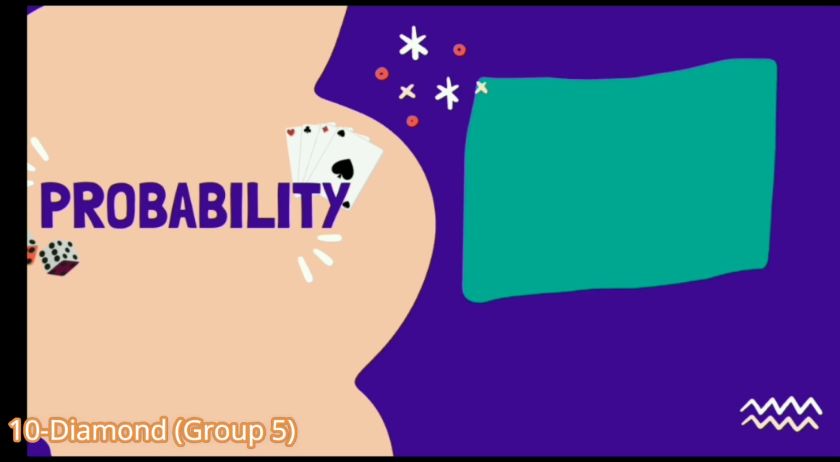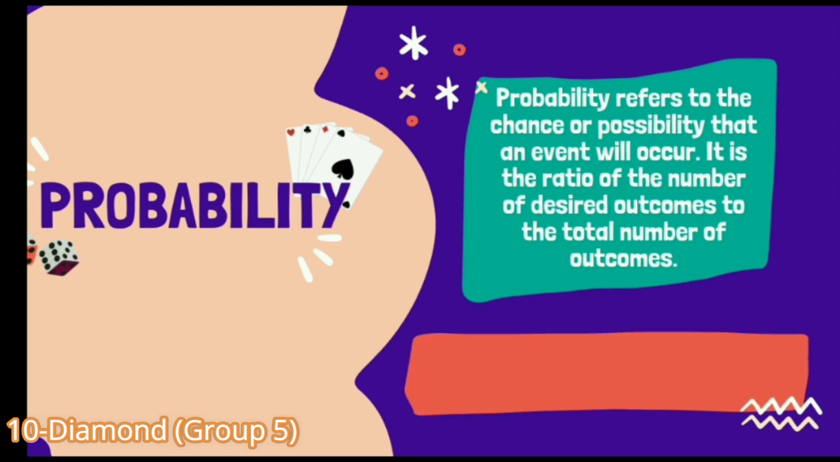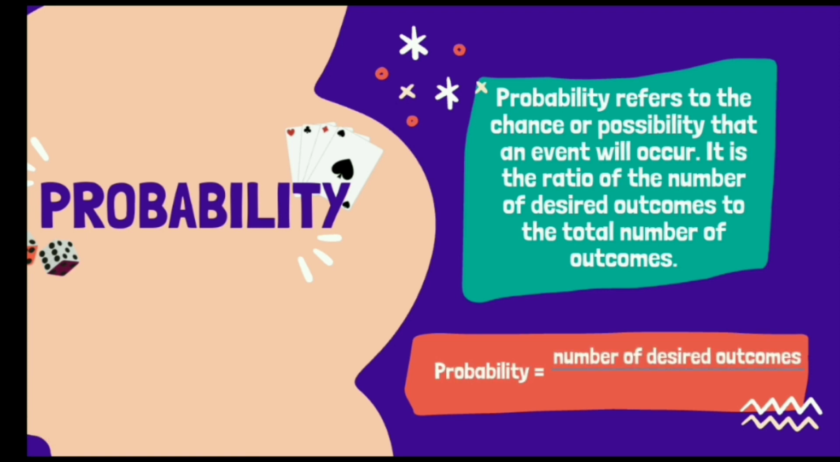What does probability mean? Probability refers to the chance or possibility that an event will occur. It is the ratio of the number of desired outcomes to the total number of outcomes. The formula for getting probability is: probability equals the number of desired outcomes over the total number of outcomes.